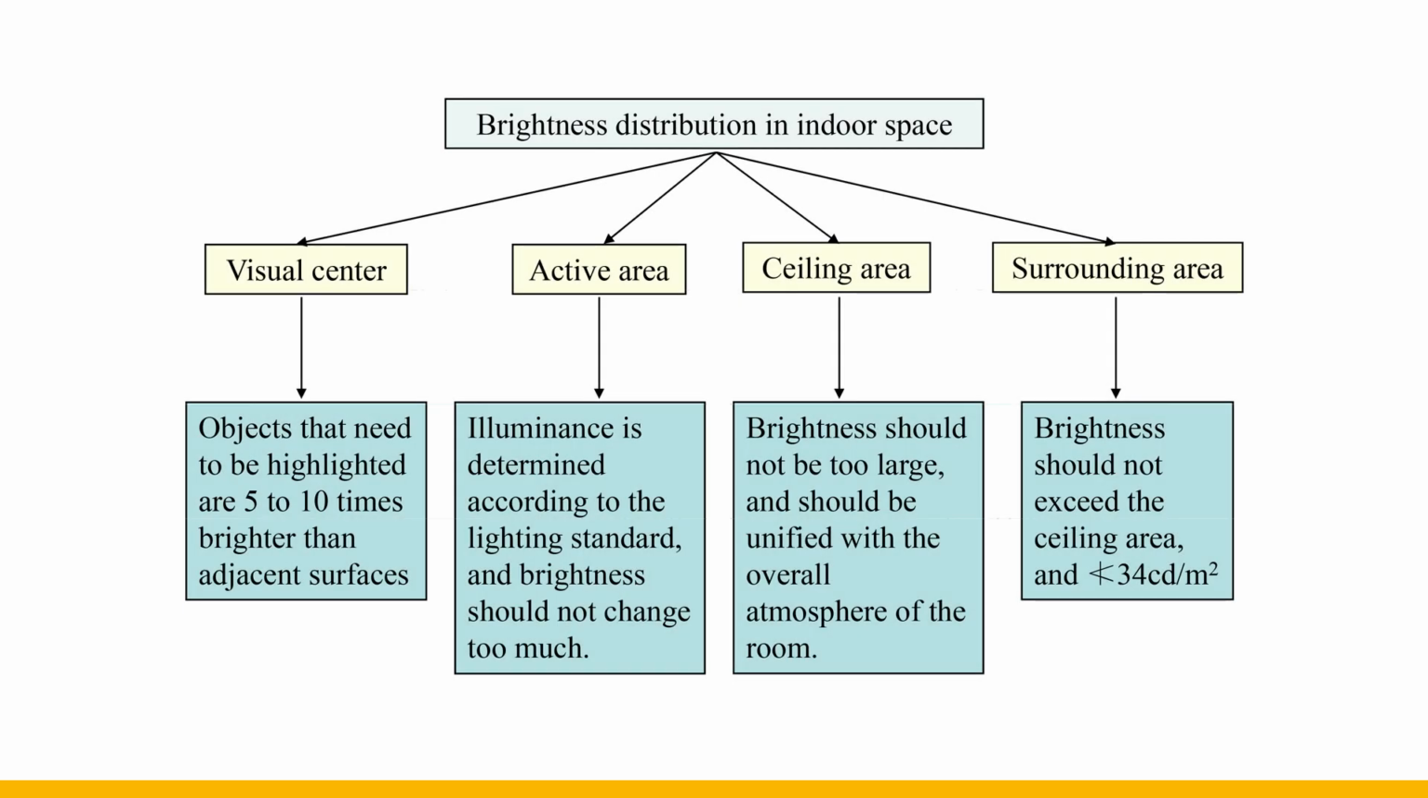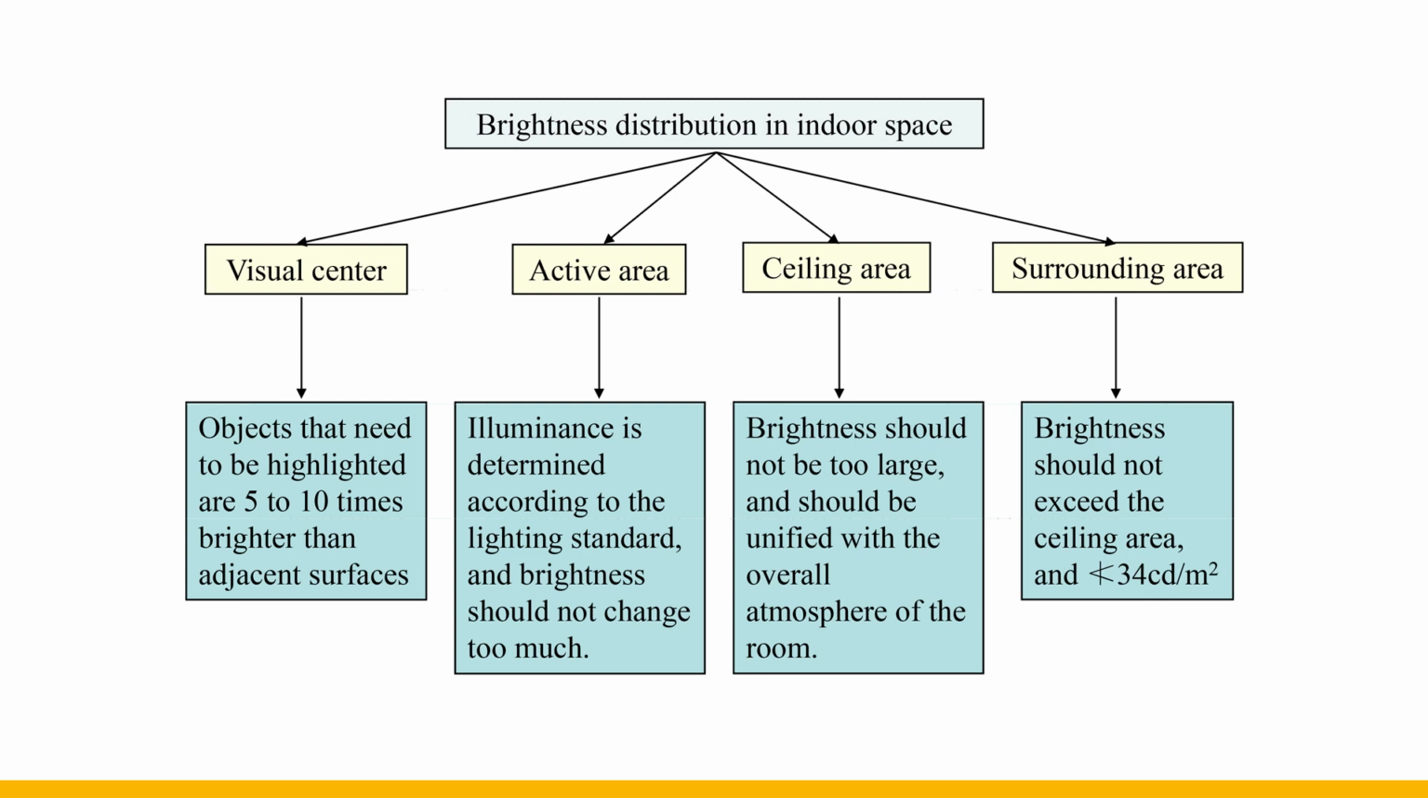In order to reasonably distribute the brightness of the surface, the indoor space is generally divided into several areas, and different brightness treatments are given according to their use requirements. To highlight the visual center, make the visual center 5 to 10 times brighter than the adjacent surface. The effective area is regulated by lighting standards to avoid visual fatigue caused by excessive changes in brightness.